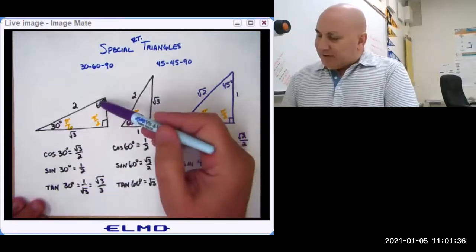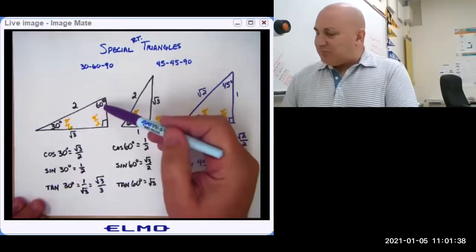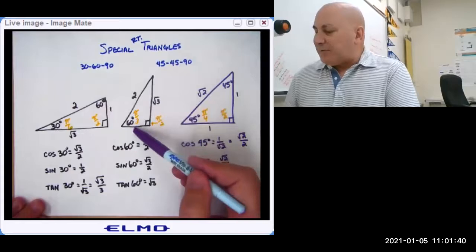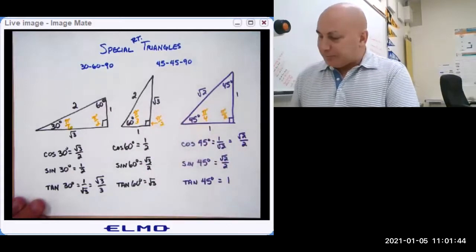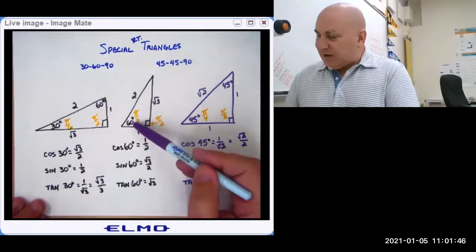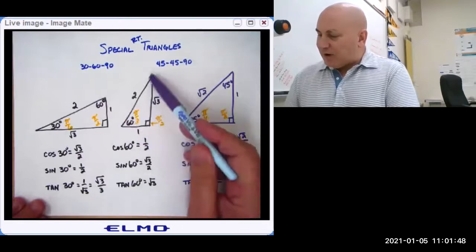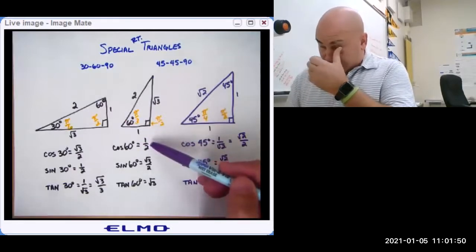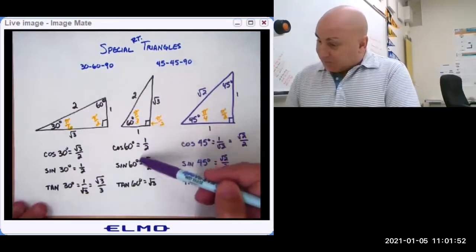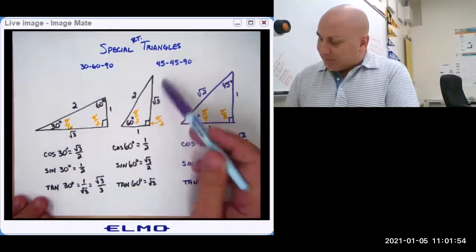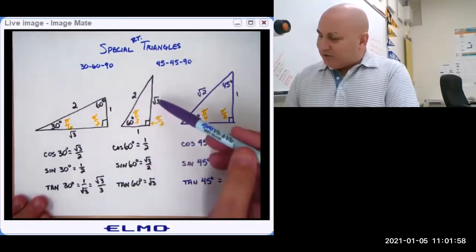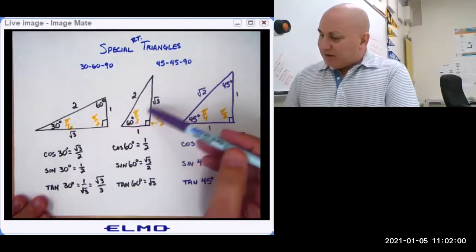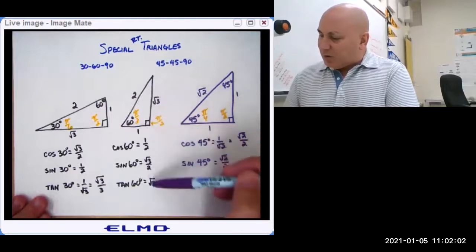Now, if I had to let this be my angle, then I'd draw it this way to make it a little clearer. 60 degrees is pi over 3 radians. Cosine of 60 is adjacent over hypotenuse, 1/2. Sine of 60 is opposite over hypotenuse, root 3 over 2. And the tangent of 60 degrees is root 3 over 1 or root 3.